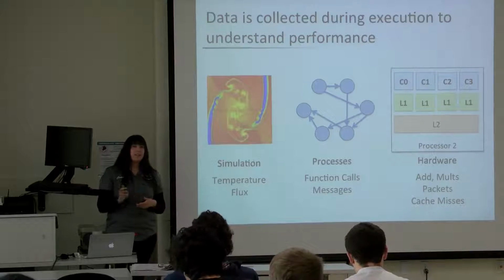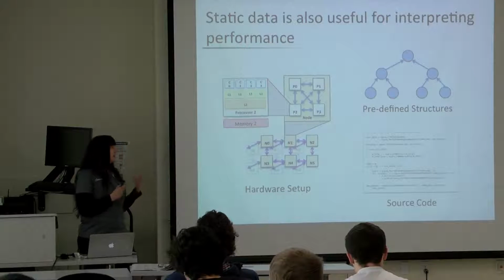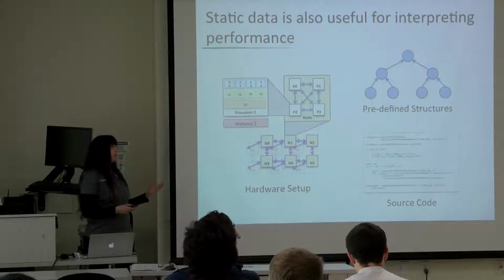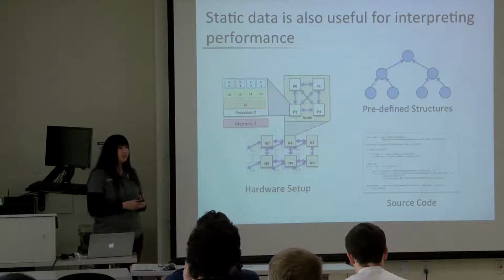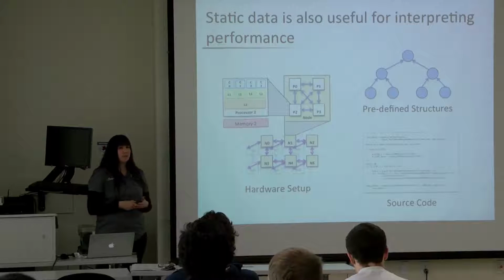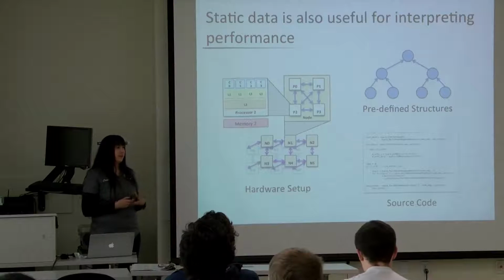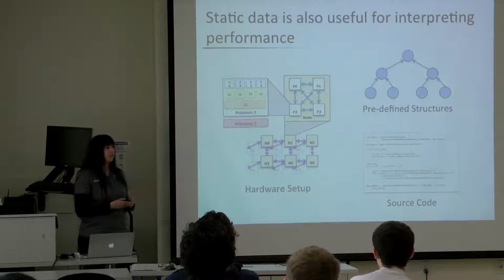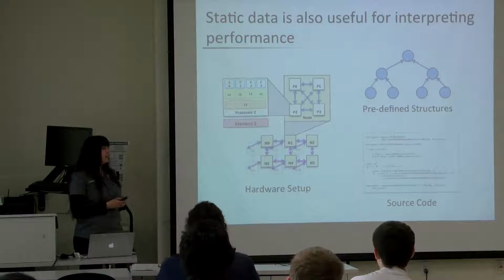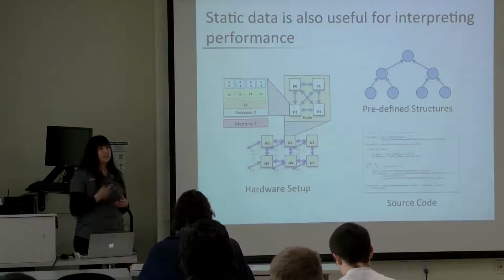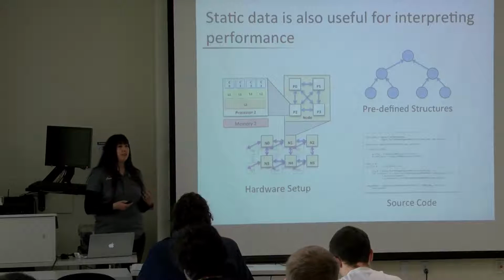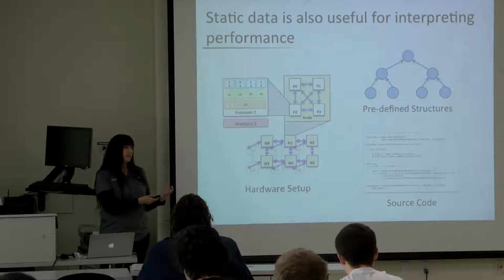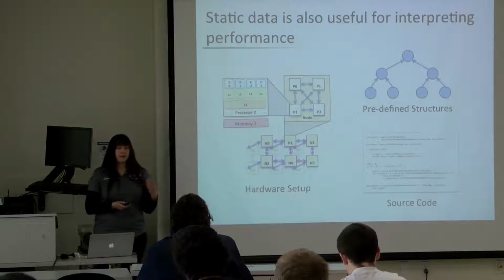But there's static data too that's very important. These are things like the hardware setup that's not changing very rapidly. It is very big. It has many different elements to it. We also have other structures that you might find, like if I set up the processors in, say, a binary tree, I might know that ahead of time. That's not changing too much. And related, I also have the source code. Because at the end of the day, one of the few things that you can actually change is your source code. So if you find something interesting, you want to know how that relates back to the code that you're actually using.